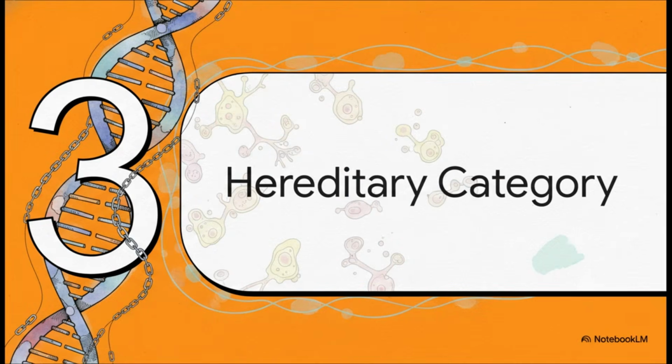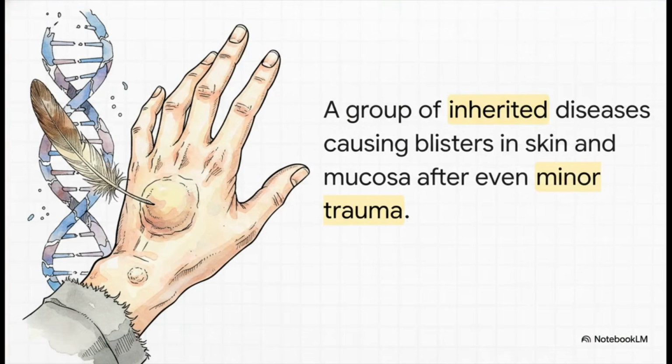Okay, on to our third and final category. This one's a group of rare inherited conditions. And while you probably won't see these every day in clinic, it's definitely important to know they exist. This whole category is really dominated by epidermolysis bullosa, and it's not just one disease, it's actually a whole group of genetic disorders. The common thread between all of them is that the skin and mucous membranes are incredibly fragile. We're talking blisters and sores from even the slightest touch or friction.